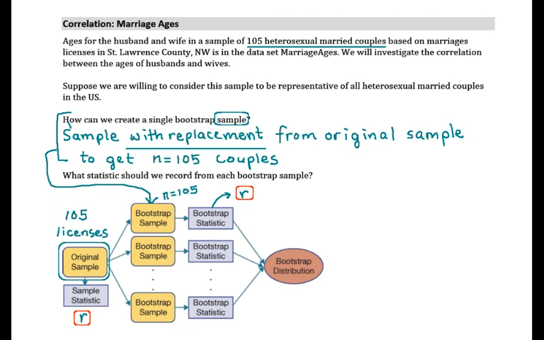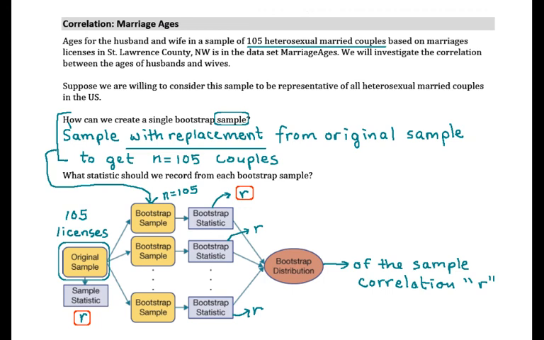Then I take all of these R's, so I get an R from here, I get an R from here, I get an R from here, and this bootstrap distribution is going to represent all of these different correlations. So this distribution is going to be of the sample correlation R, in this case.